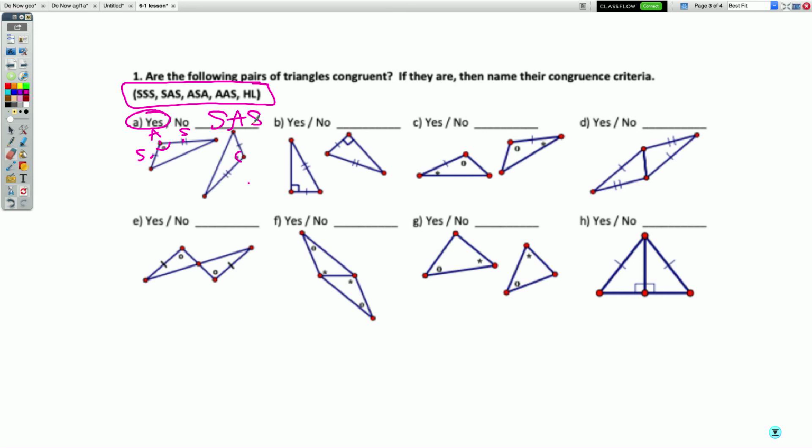So let's move on to the next one. What type of triangle am I looking at here? A right triangle. So first thing I want to check for is which one?